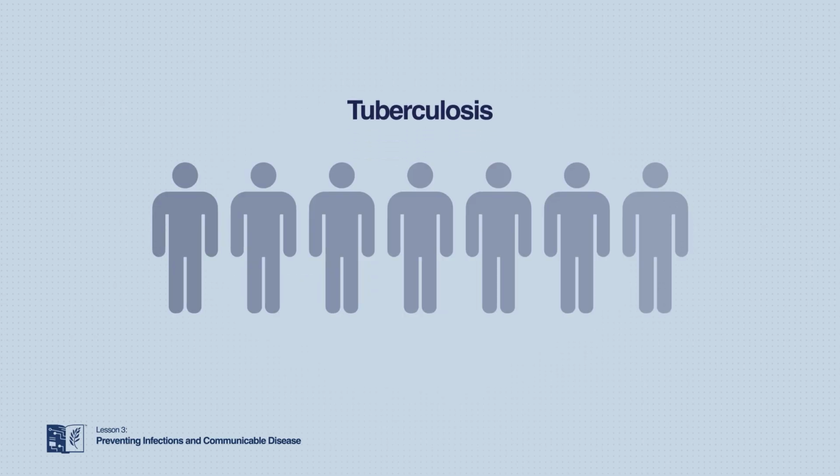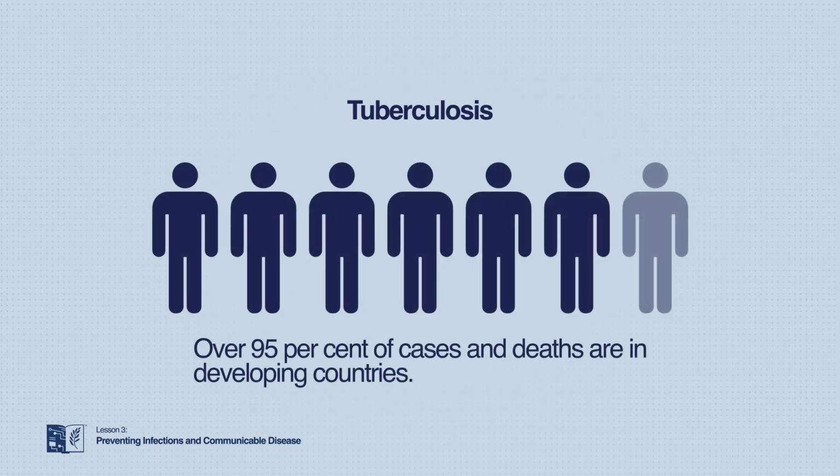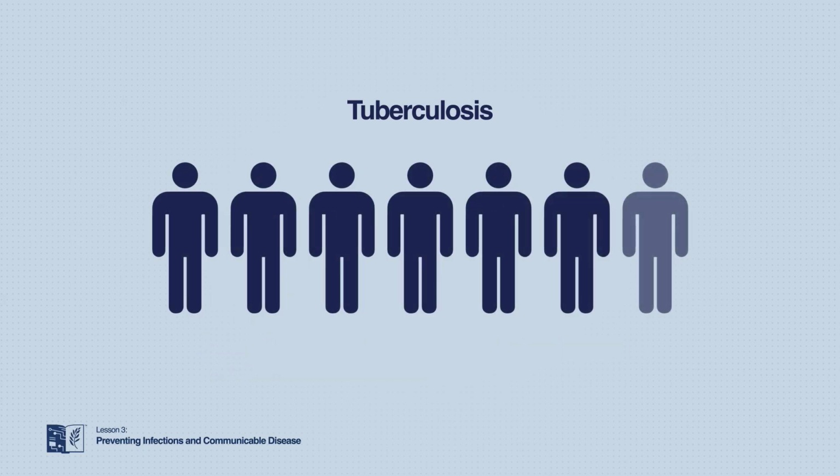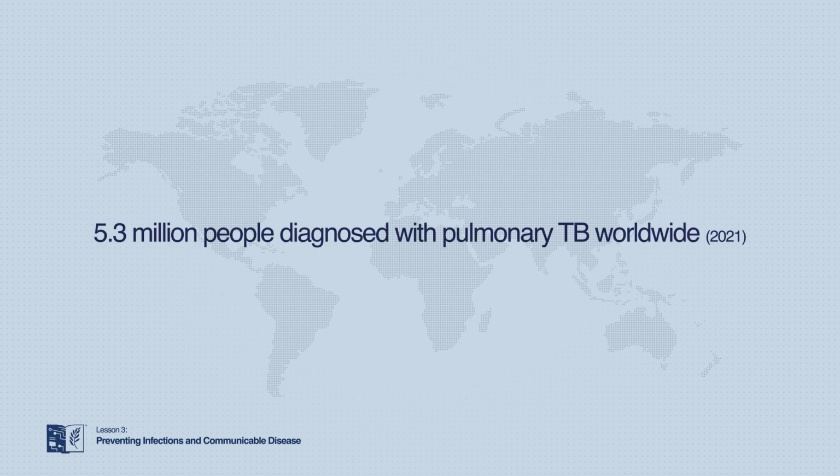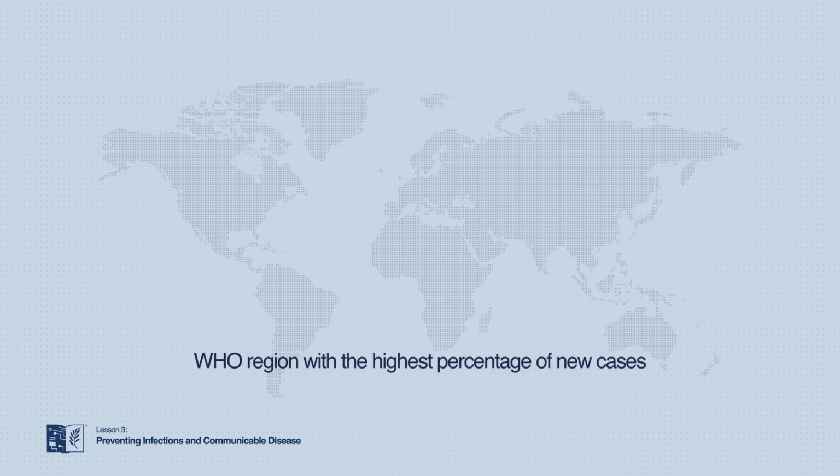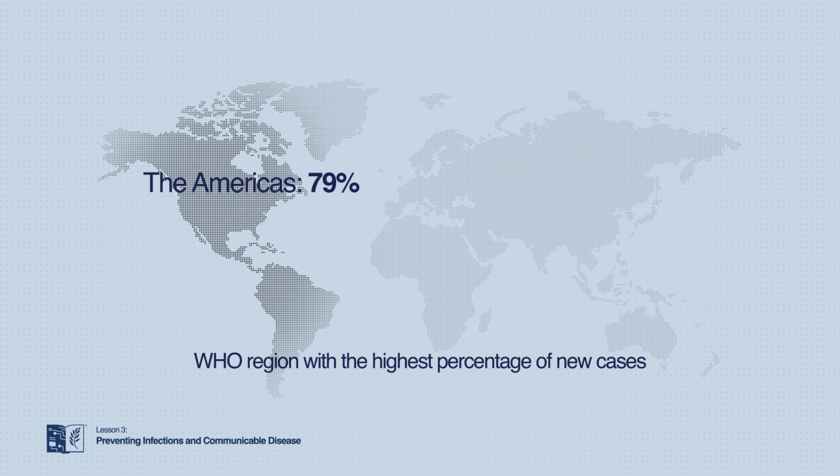Over 95% of cases and deaths are in developing countries. Of the 5.3 million people diagnosed with pulmonary TB worldwide in 2021, the WHO region with the highest percentage of new TB cases was the Americas, 79%, and the lowest was the Western Pacific, 56%.